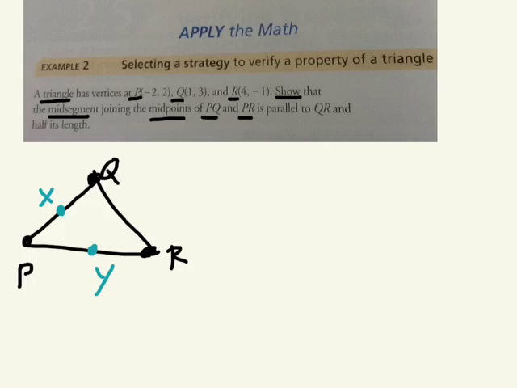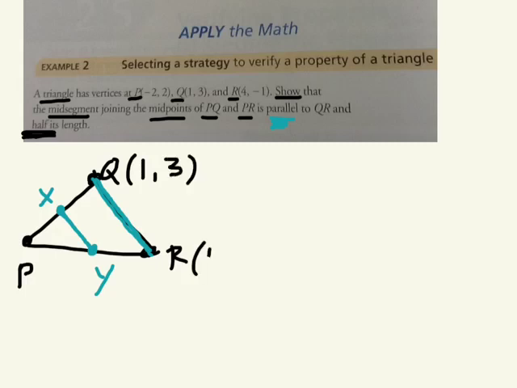We want to show that the mid-segment, so this, right? The mid-segment is a line segment that's joined by the midpoints. We want to show that the mid-segment is parallel to QR. So we need to prove that this mid-segment is parallel to this side, and we also need to prove that it's half its length.